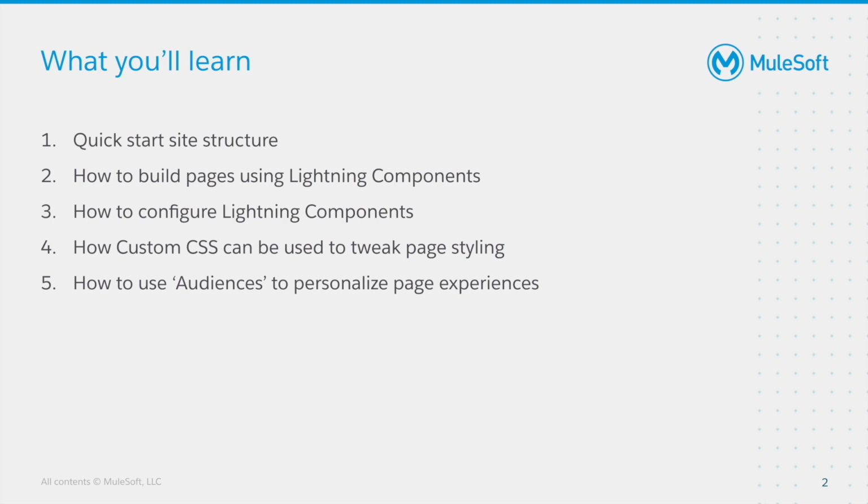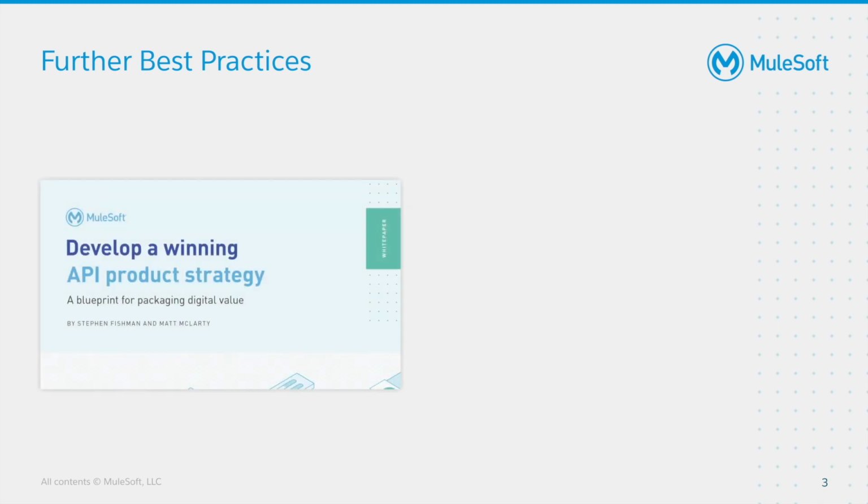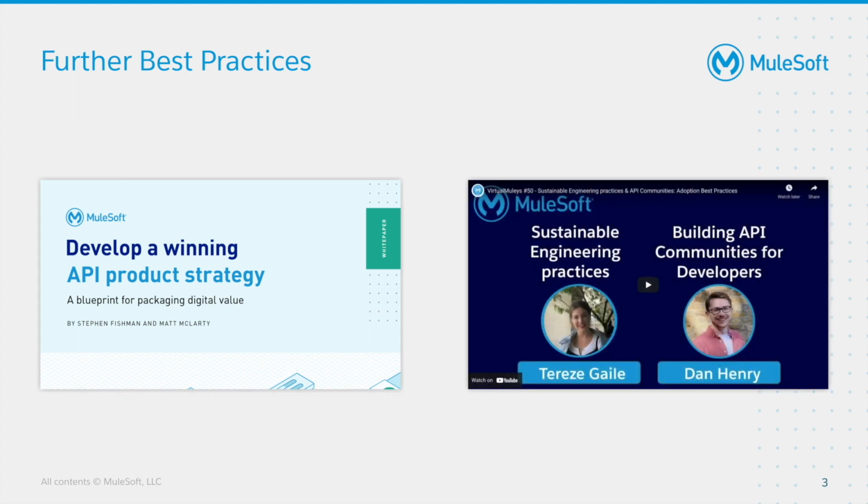of the demonstration. Before we get into the demonstration, I want to highlight 2 key resources which I'd recommend to anyone embarking on an API portal initiative. The first one is MuleSoft's white paper on how to develop a winning API product strategy. This is a comprehensive guide to establishing the right mindset, approach, and techniques for winning with APIs in a digital economy. The second is our meetup presentation on building API communities for developers. In this session, I go through lessons learned from working with customers, as well as a proven methodology for designing your community using a user-centered approach. Now let's get into the demonstration.